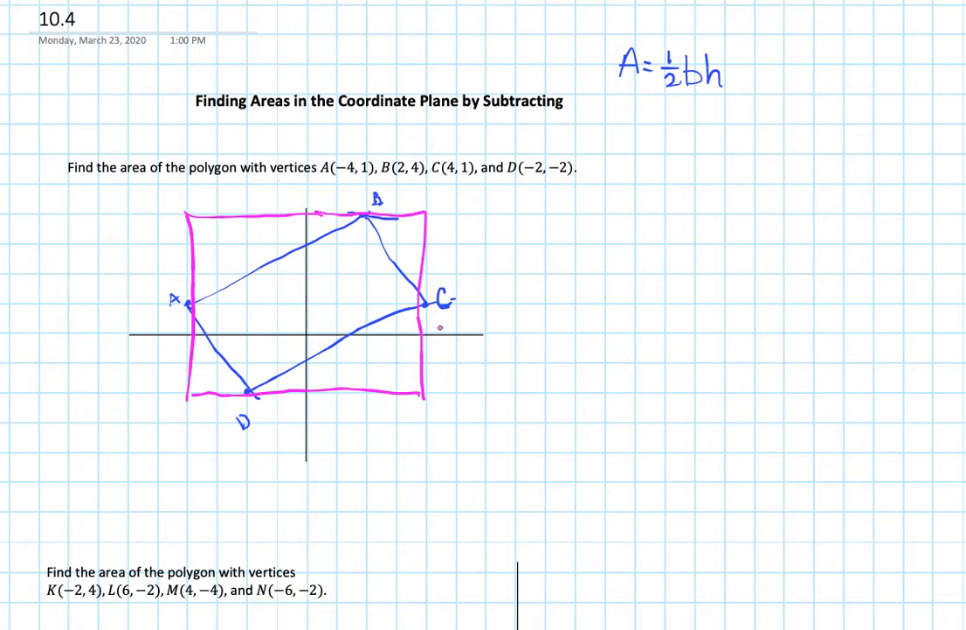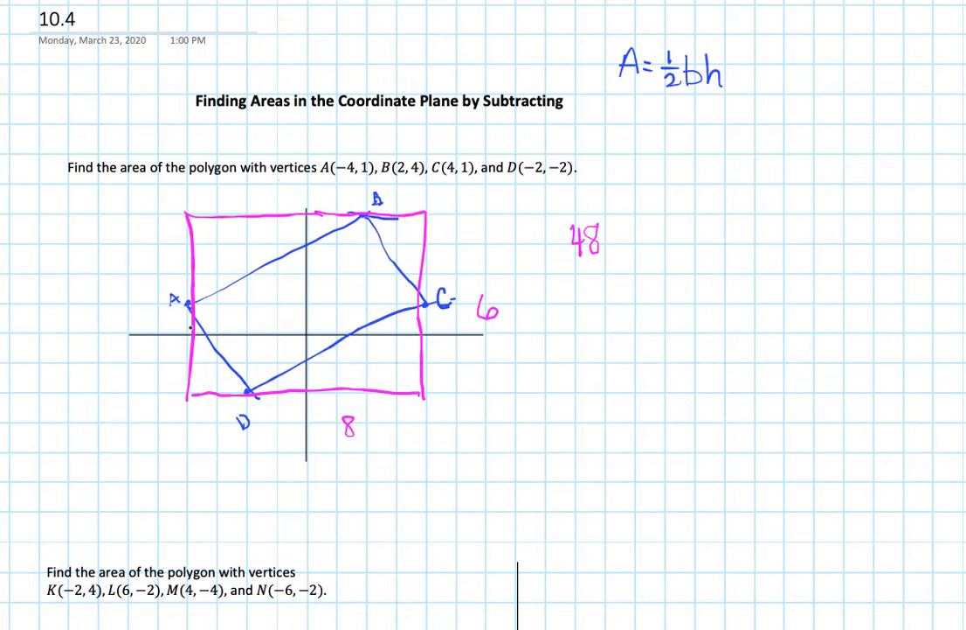So now I can just count my sides: 1, 2, 3, 4, 5, 6. And my length is 1, 2, 3, 4, 5, 6, 7, 8. So I have an area for this pinkish magenta one of 48. Then what I'm going to do is find the area of every single right triangle and then subtract from 48.